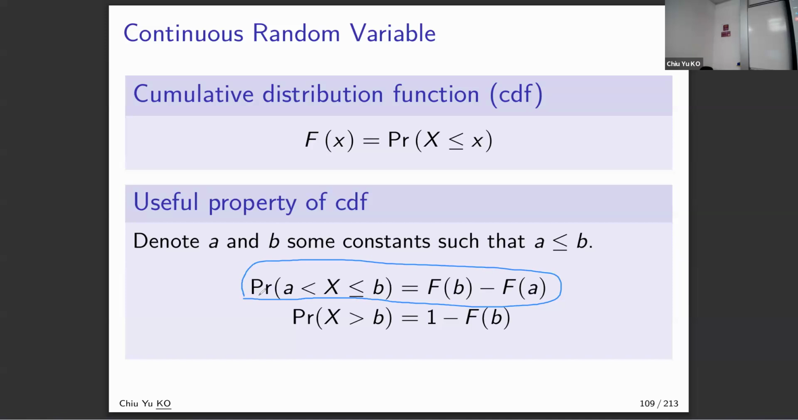And this one is the complement rule. The probability of bigger than B is 1 minus the probability up to B, because less than B and greater than B add up to 1. That is coming from axiom 3 and axiom 2. Axiom 3 says adding up, and axiom 2 is the sample space, but this is just the complement, because less than or equal to B and bigger than B are complements. So this will be used very often.